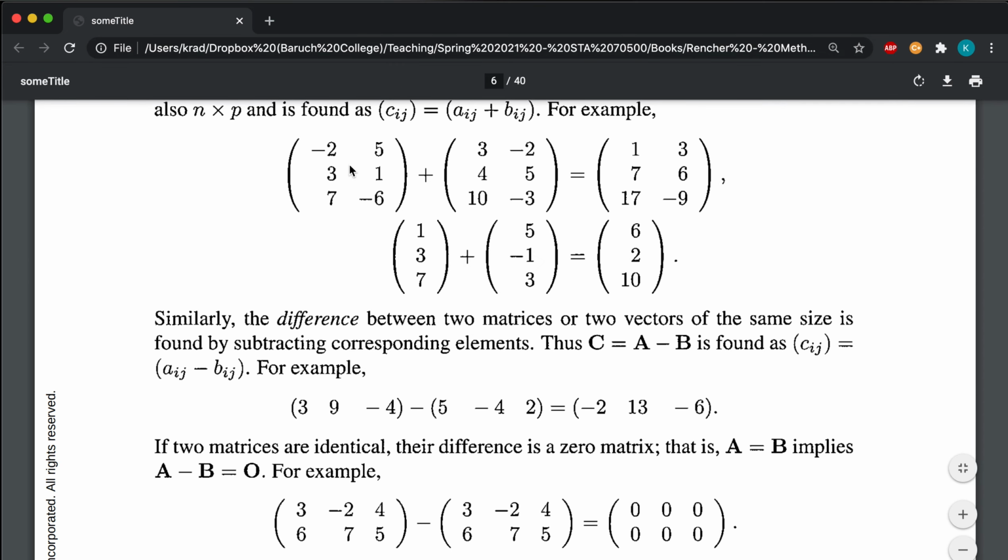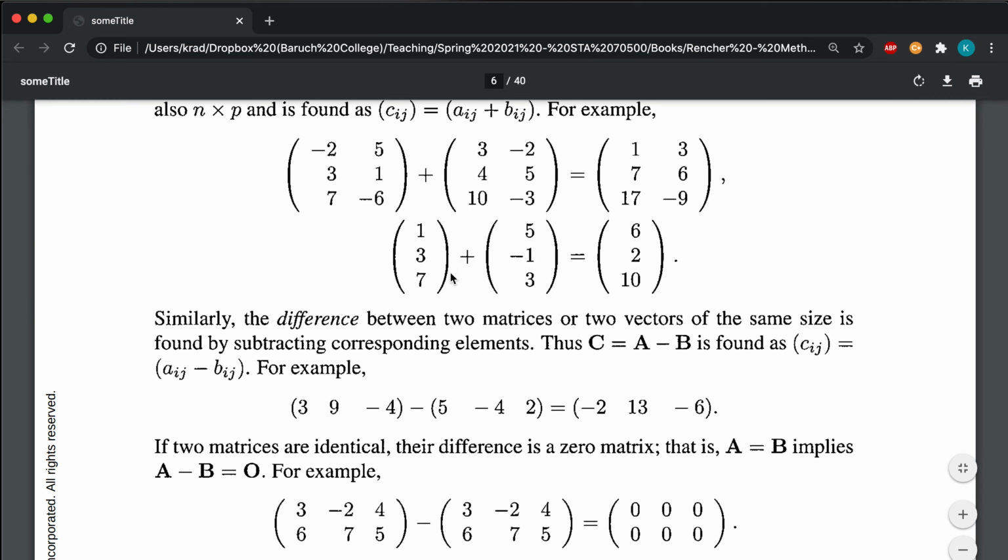Here are a couple of examples. So you have a 3 by 2 matrix and you want to add these two matrices. It means that you add the elements one by one. So -2 plus 3 becomes 1. 5 plus -2 gives you 3. 3 plus 4 gives you 7. 1 plus 5 gives you 6, etc.